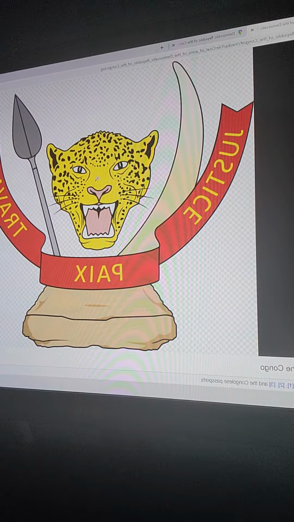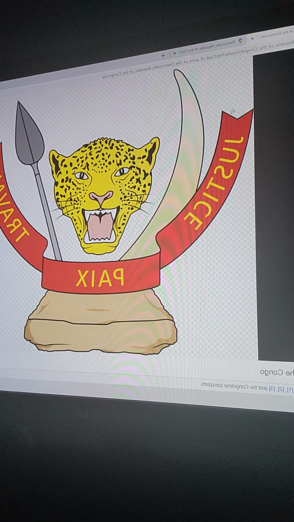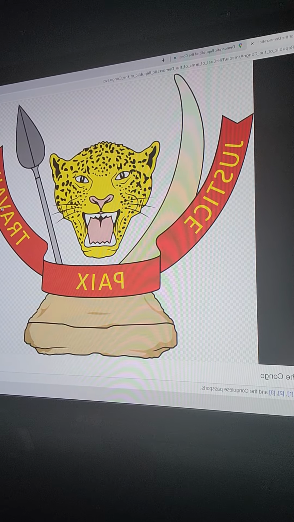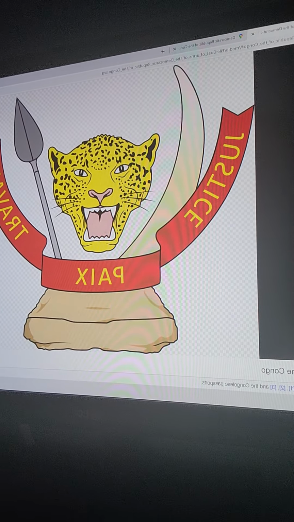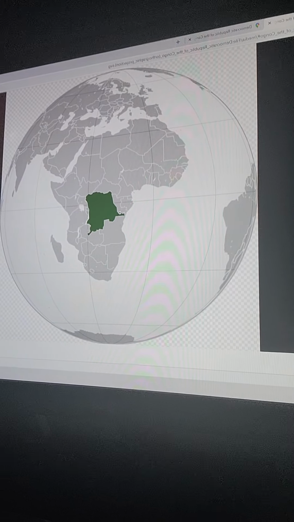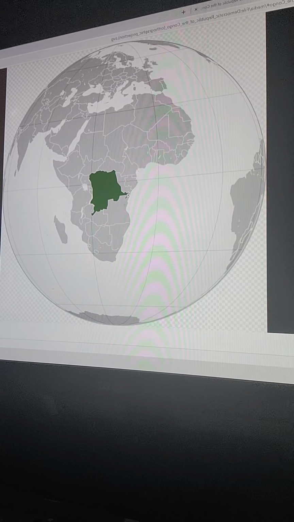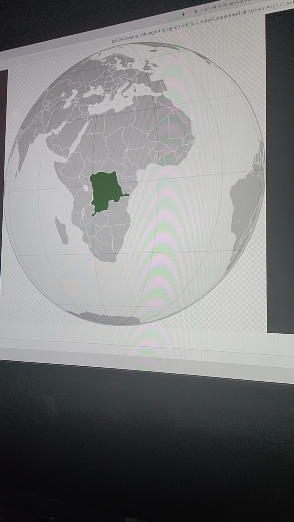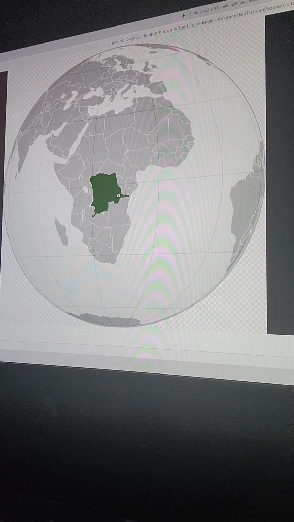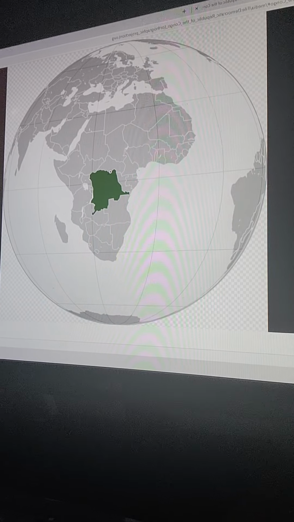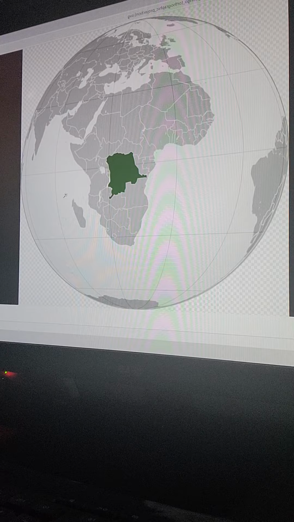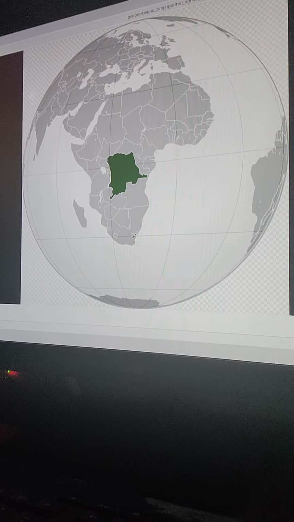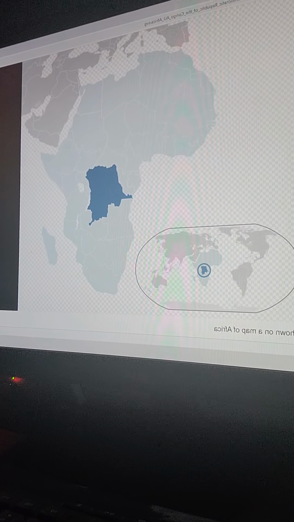And the coat of arms has a tiger, a spear, and it says Justice, Peace, Work, with some kind of thing right out there and a rock right here. The country is located in Africa, bordering the Republic of Congo, Angola, Central African Republic, South Sudan, Uganda, Rwanda, Burundi, Zambia, and plus it's a member of the African Union like all African nations.